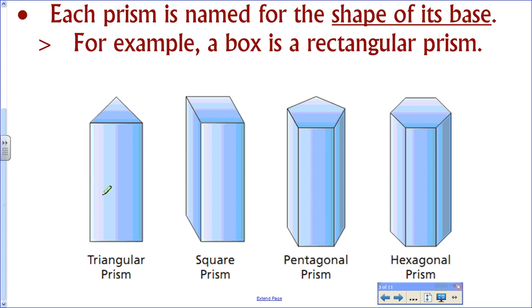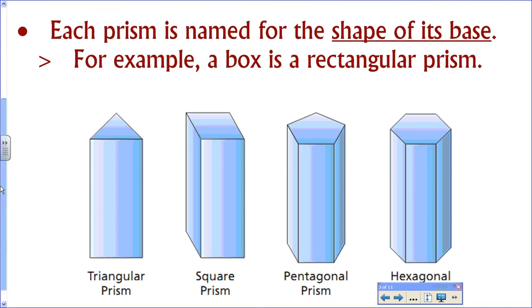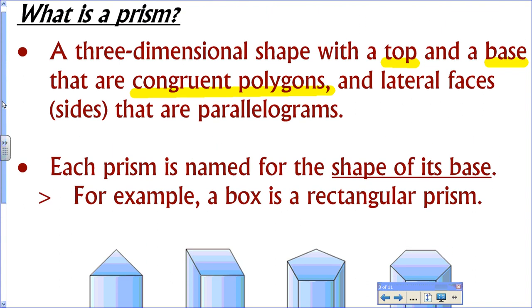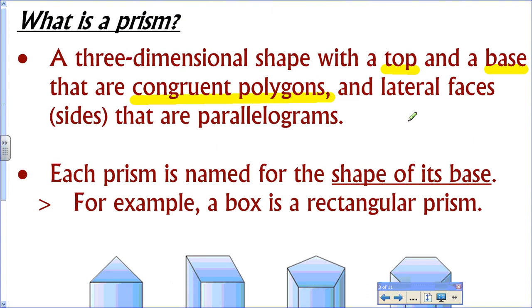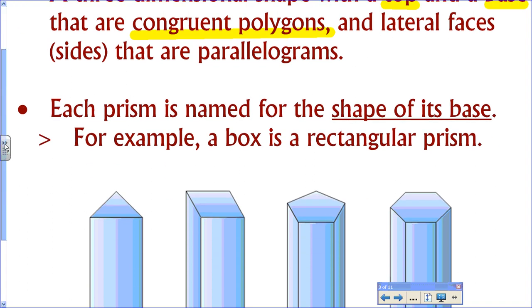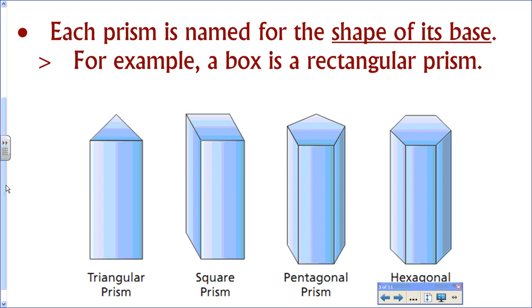Now, all the other sides in these prisms are parallelograms, or four-sided figures with parallel and congruent sides. So the lateral faces, or the other sides of a prism, are parallelograms. Notice that each prism is named for the shape of its base. So, for example, what you usually think of as a box is called a rectangular prism.